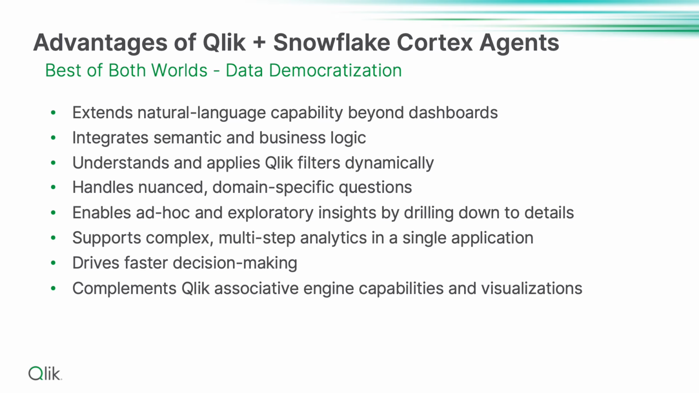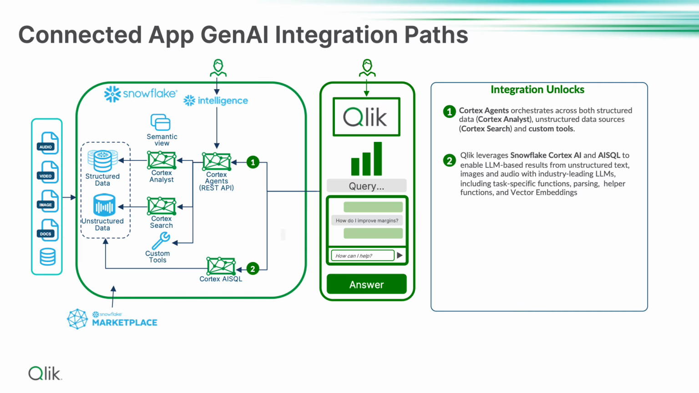the semantic logic from Snowflake and the business logic inside of Qlik, understanding and applying Qlik filters dynamically, understanding complicated domain-specific questions in context of the data that's being analyzed, ad hoc exploratory insights, being able to drill down to details in real time, complex multi-step analytics, faster decision-making, and Snowflake complements the Qlik associative engine capabilities as well as our visualization power. So how does it work?